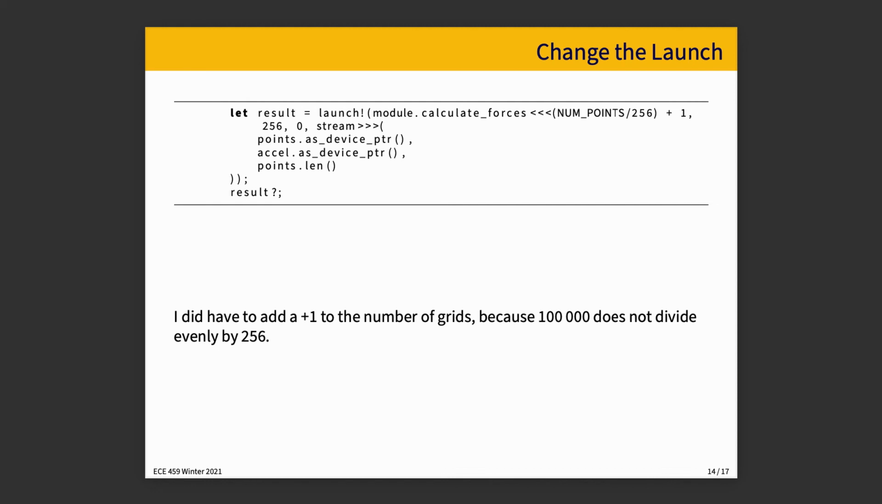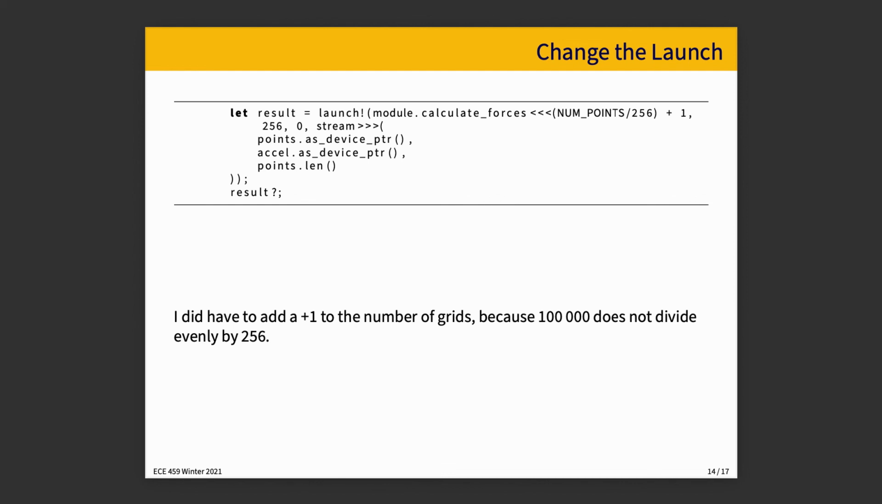And I also have to add +1 to that number of grids because 100,000 does not divide evenly by 256. If you leave that off, then the last block, however many are left over, end up getting kind of forgotten, and their accelerations are all 0, and you're looking at that and you're saying it's right most of the time, but why not here? So the only things I changed are inside the angle brackets on the first part of the launch macro. And what I said is num points divided by 256 plus 1.